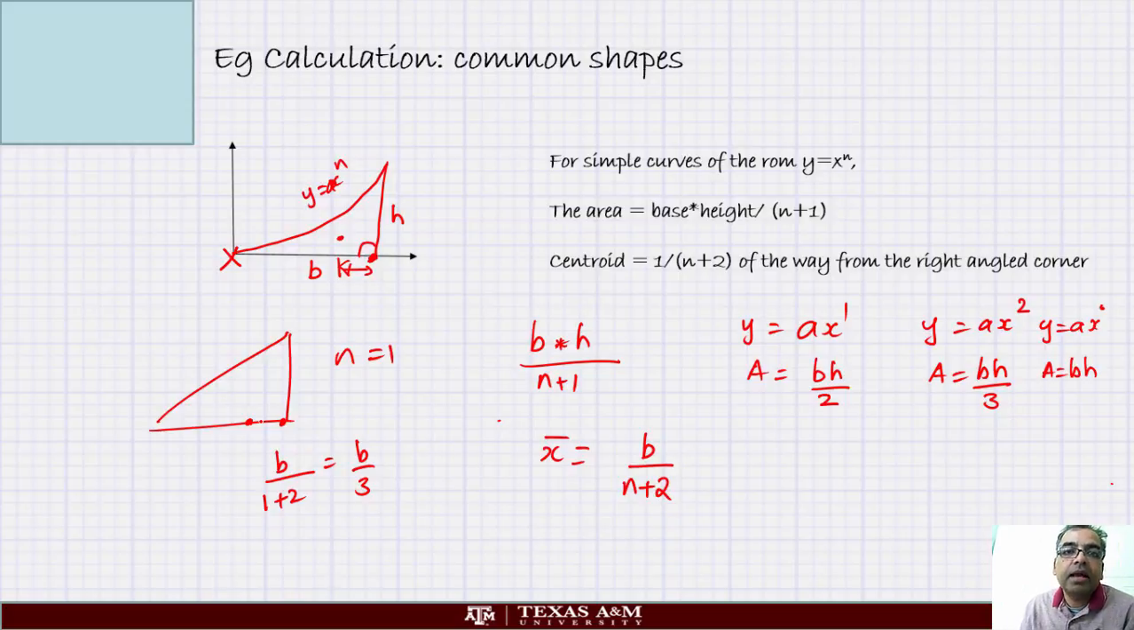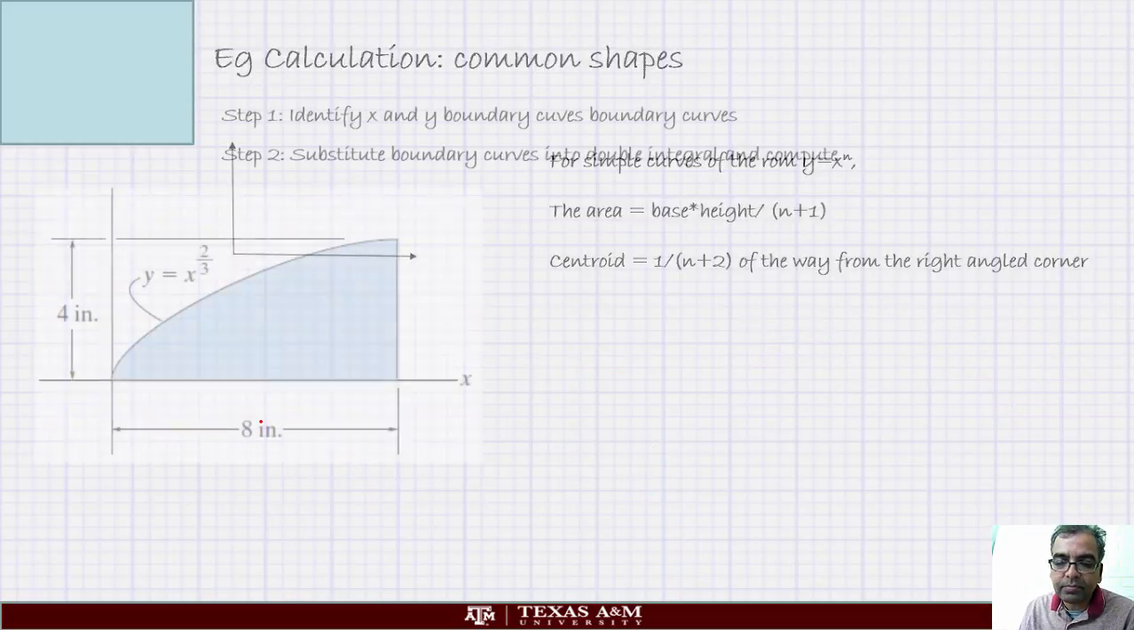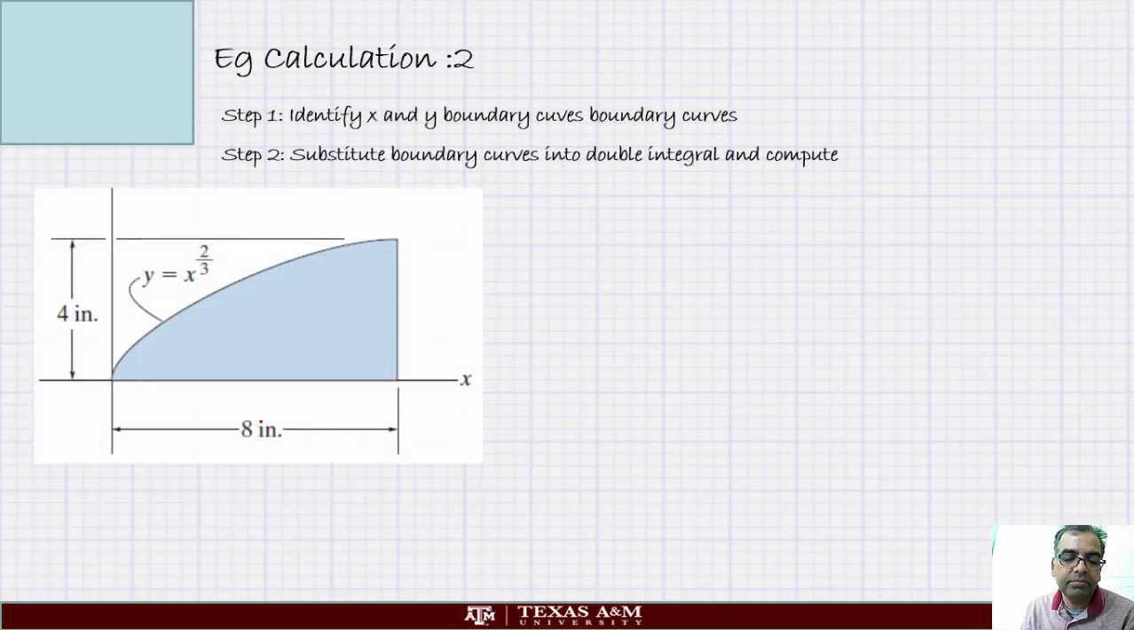Now let's look at a serious computation. Look at this thing. I've got to find out where the centroid of this is, and it always involves two steps. First is to identify the x and y boundary curves, which means left, right, top, bottom, and then substitute in the integral. So let's look at this thing very carefully, and then we will do the left, right, top, bottom. I'm just going to make sure that my computations are all ready.